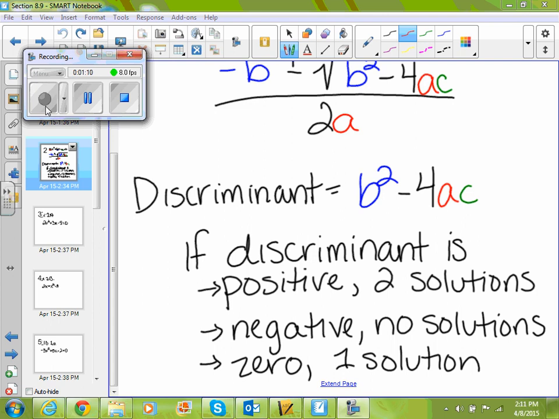And your discriminant will tell you how many solutions you have. So if your discriminant comes out positive, then you know you have two solutions. If your discriminant comes out negative, you have no solutions. And if your discriminant comes out 0, you have one solution. Okay, so does everybody have that down? No. Okay.